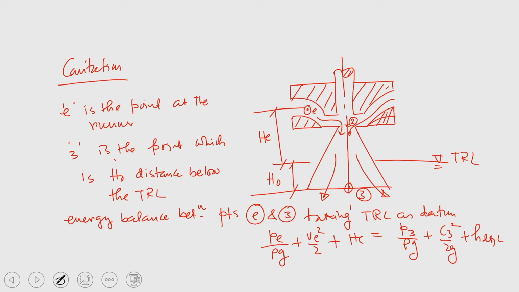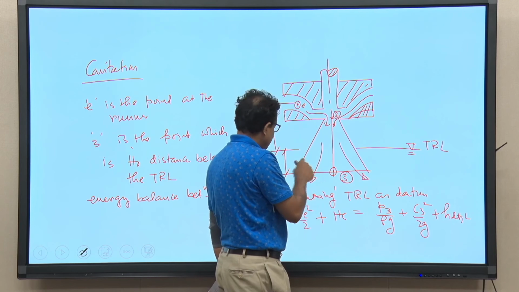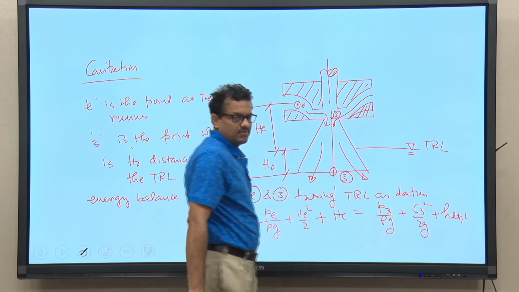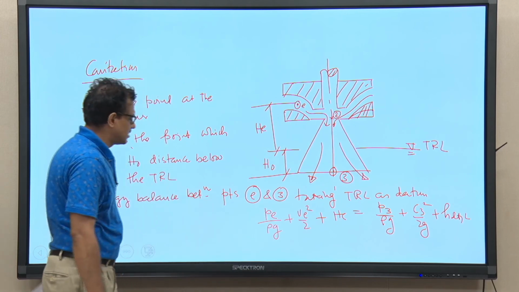I am taking this point 3 as H naught distance below the TRL. You know that this point 3 is very close to TRL, but I am taking the distance H naught. So, this is the energy balance equation, that is the steady flow energy equation.